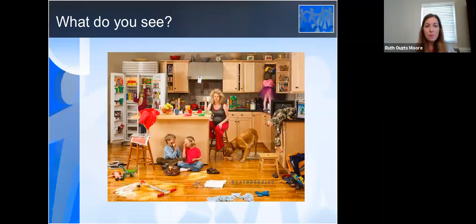So I thought I'd take a moment to look at a picture, and this is the experiential part, or one of them. When you look at this picture, what do you see? You can type it in the chat if you'd like.